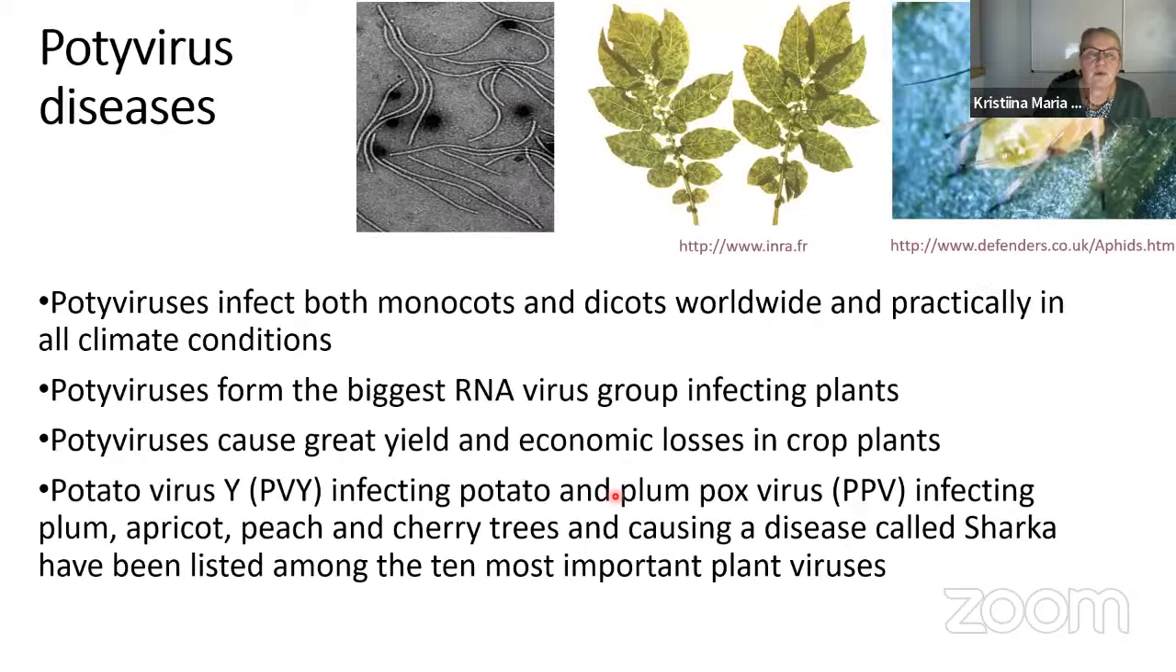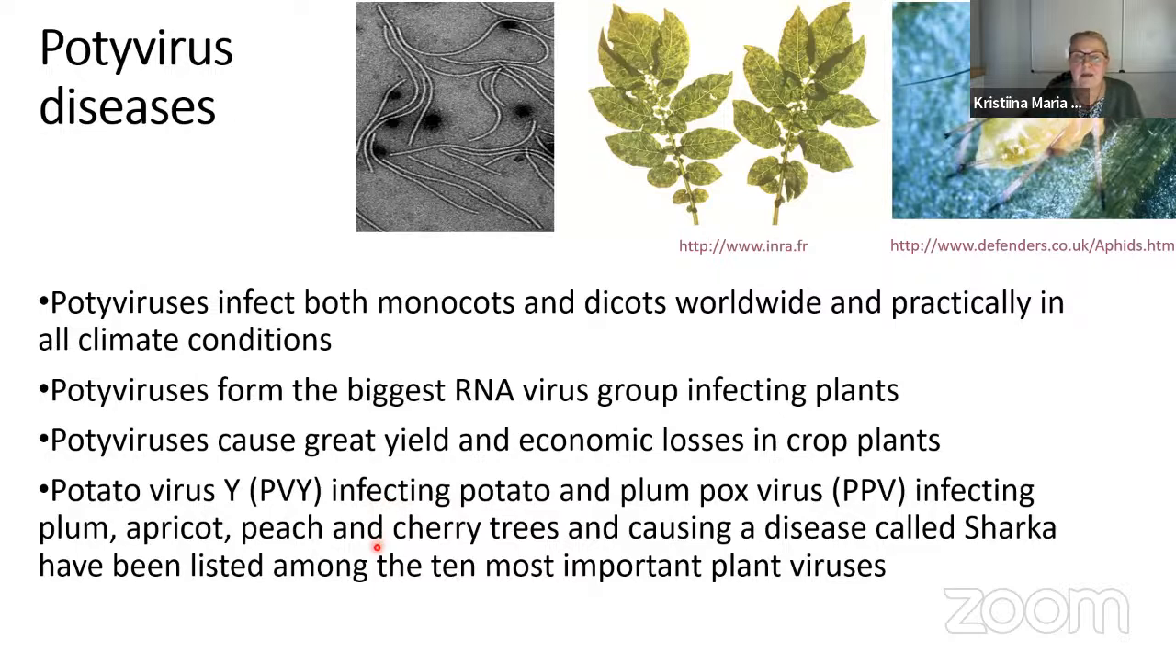So what I'm going to talk about is these potyvirus diseases. First of all, we have the potyviruses, which form a very big plant RNA virus group. They infect both monocots and dicots worldwide and practically in all climate conditions. So it's a very important group of viruses, and especially potato virus Y infecting potato, and then also plum pox virus, which is infecting plum, apricot, peach, cherry, these stone fruit trees.